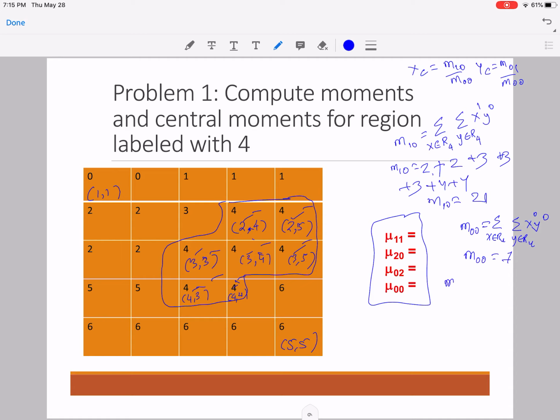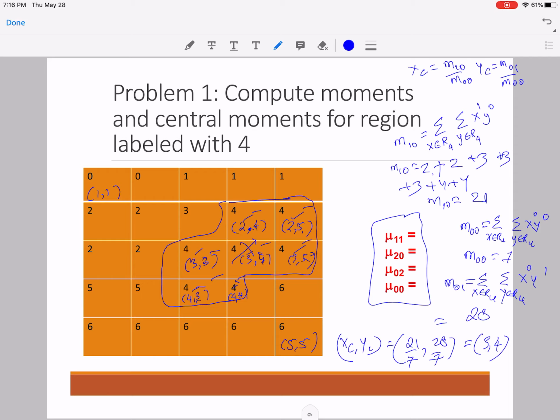And similarly, m01 is summation x in this region, summation y in this region, x to the 0, y to the 1. So I'm going to add the y component of all these locations that have label equal to 4. So I have 4 plus 5, that is 9, plus 3, that is 12, plus 4, that is 16, plus 5, that is 21, plus 3, that is 24, plus 5, plus 4, that gives me 28. So m01 is 28. So the center of this object, xc, yc, is 21 over 7, 28 over 7, which is 3, 4.